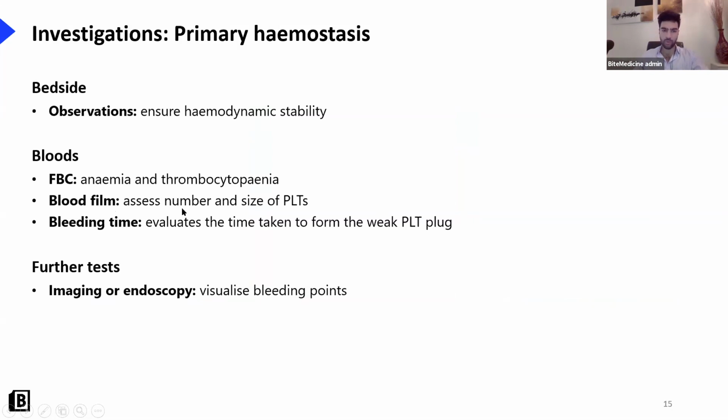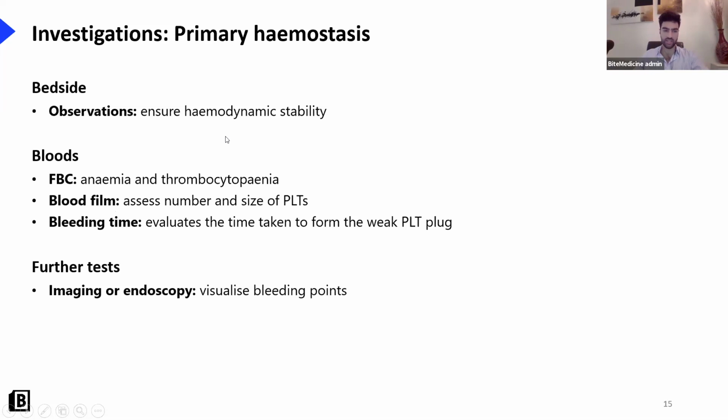Blood film might be helpful because you can assess the number and size of the platelets. In some conditions, the platelets have a characteristic size, which we will come on to. And bleeding time is not typically done clinically, but comes up in textbooks. It evaluates the time taken to form the weak platelet plug.